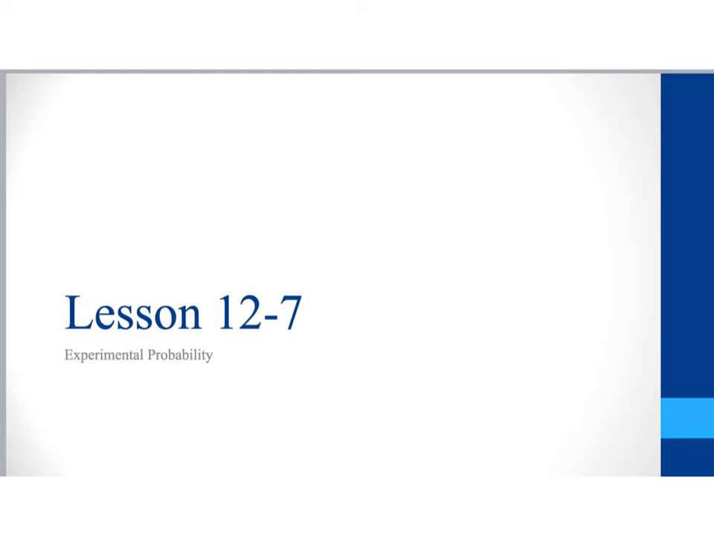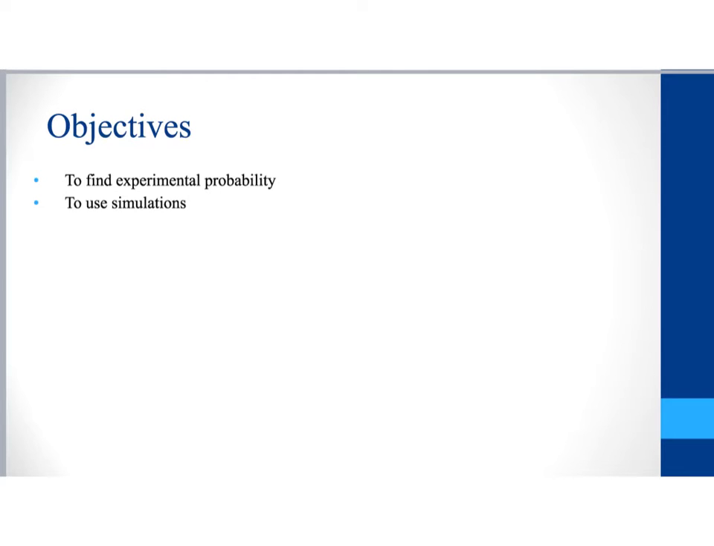Hello and welcome to Lesson 12.7. Today we're going to look at experimental probability. The objectives for this section are to find experimental probability and we're going to show you how to use simulations to find experimental probability.